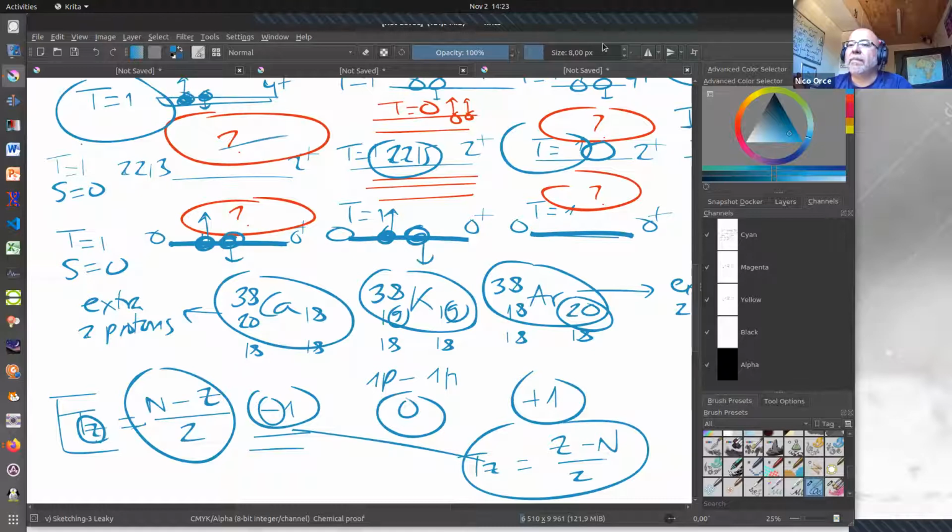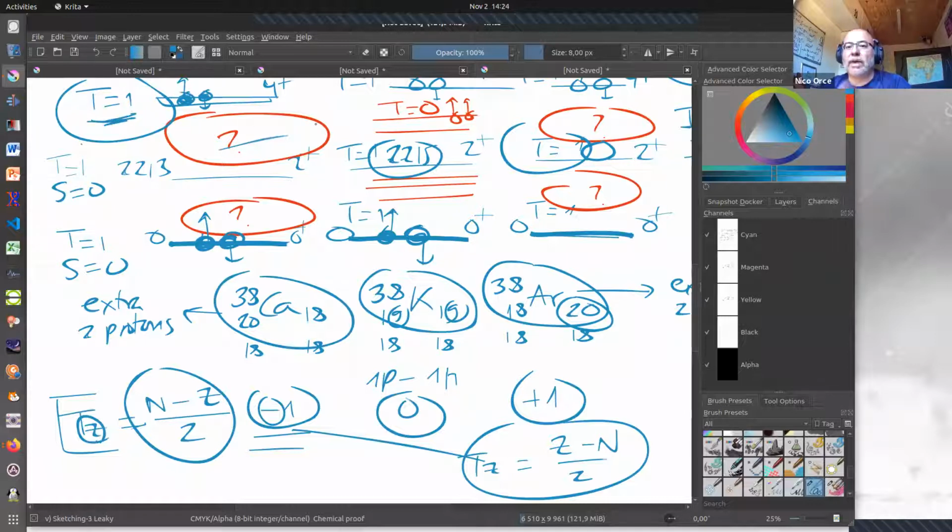Sorry, Prof. Is TZ and T the same? No, they're not the same. TZ is the projection of T. So TZ can be, in this case, 0, minus 1, and plus 1, right? T is only 1 or 0. Okay, so it only alternates between the two numbers, 0 and 1, depending on the value of S. Right. T is what I'm really interested in right now.